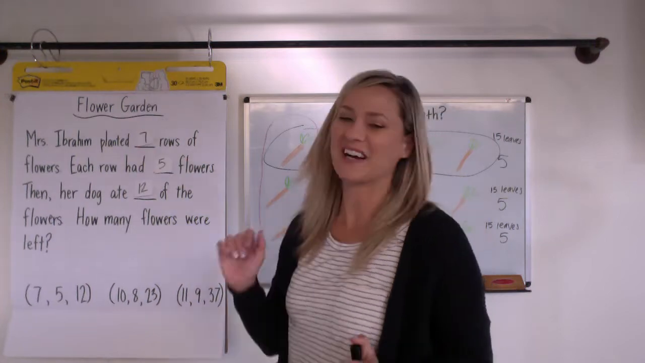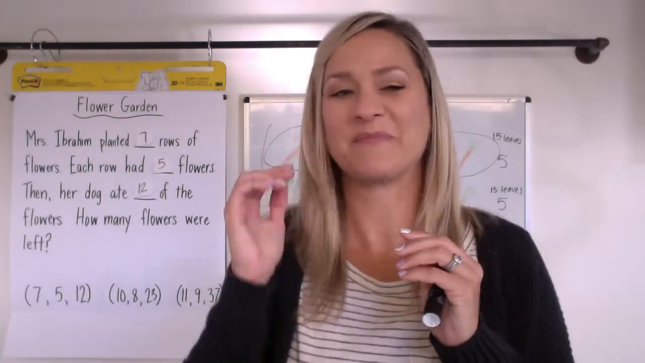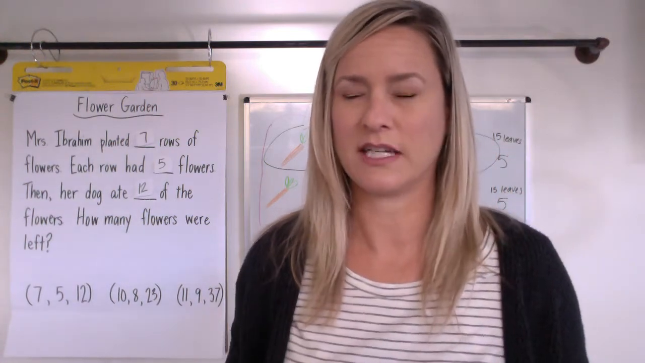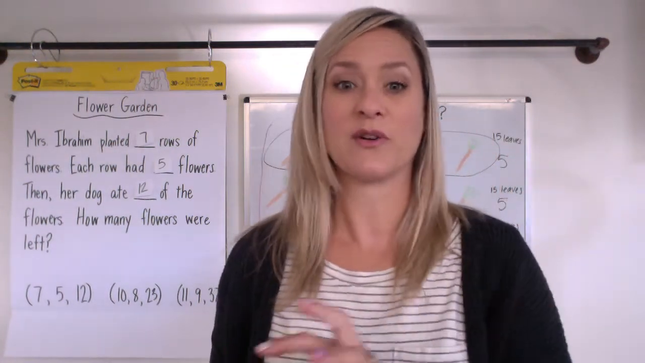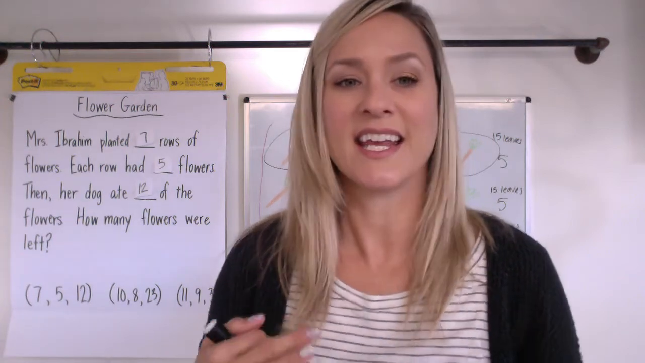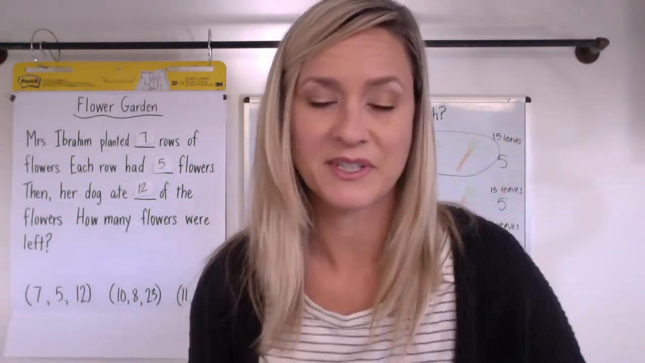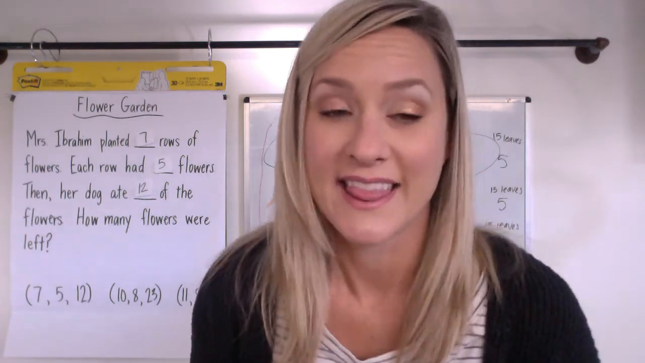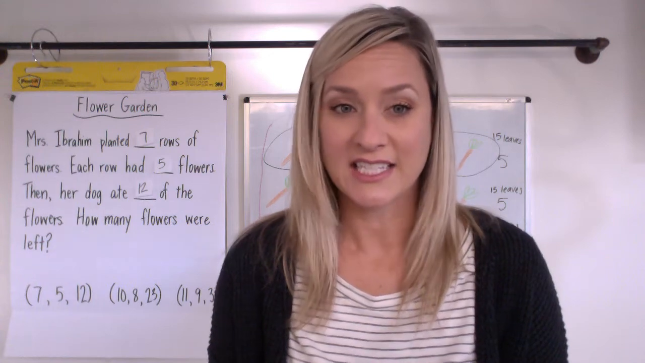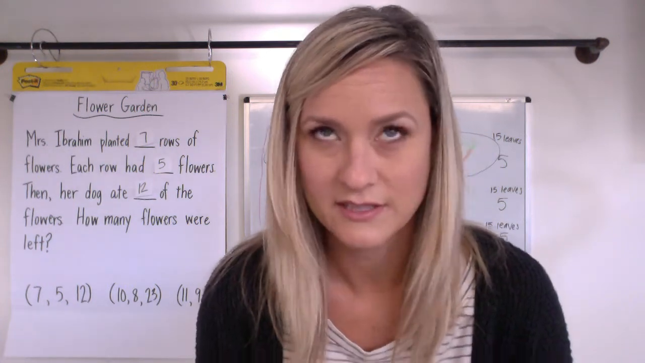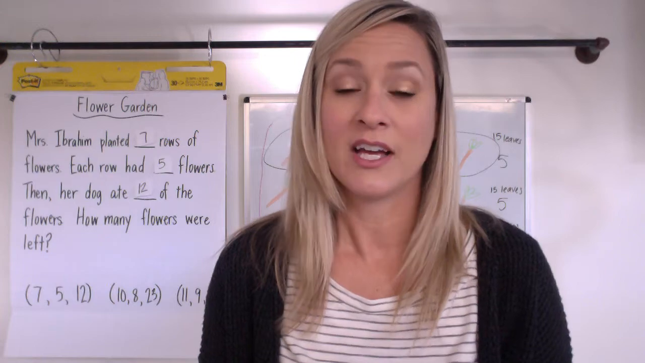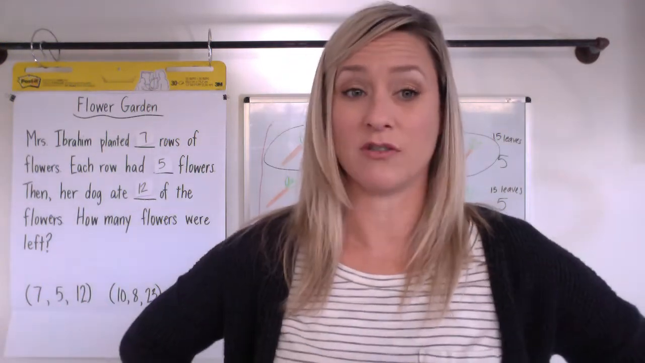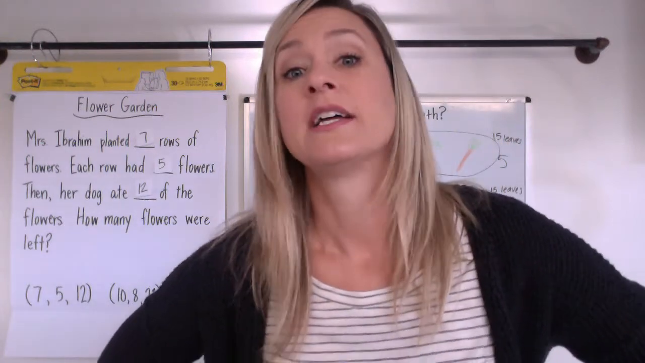All right, so let's check it out. Let's really imagine the story in our minds as we read. Okay, Mrs. Ibrahim planted 7 rows of flowers. Okay, so imagine 7 rows of flowers. It's a lot of rows. Each row had 5 flowers. Okay, so put 5 flowers in each row. Then her dog ate 12 flowers. Okay, we're trying to figure out how many flowers are left. So she planted some flowers, the flowers grew, dog ate some.